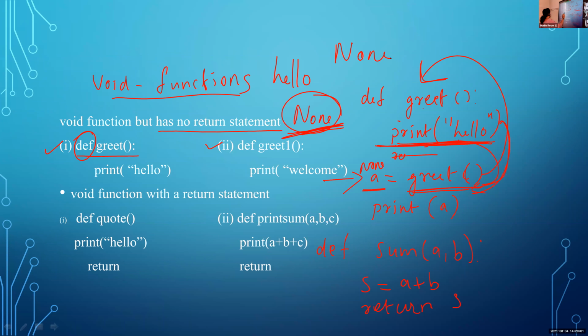So the second option is def greet with empty brackets, just print welcome. This is another example of a void function. Okay. Then the second function is a void function with a return statement. Here also, in this case also, def followed by a space is the function name, and I'm using this here. We need this indentation. Okay, it's a mistake. You just give some space before print. Okay, I will write it.